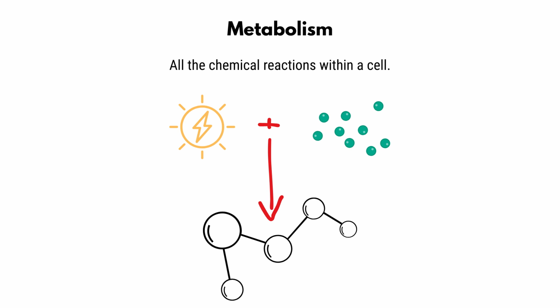The image I have up here right now is one example of an anabolic reaction, where energy and small molecules come together and react to form a larger molecule. Now, if we take, for example, a catabolic reaction, it would be the opposite way, meaning that a large molecule would react and break down into energy and small molecules. Those are two big types of metabolism.